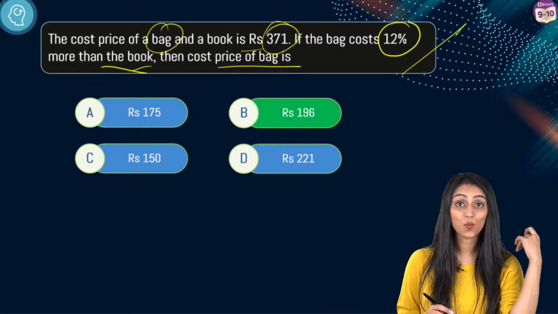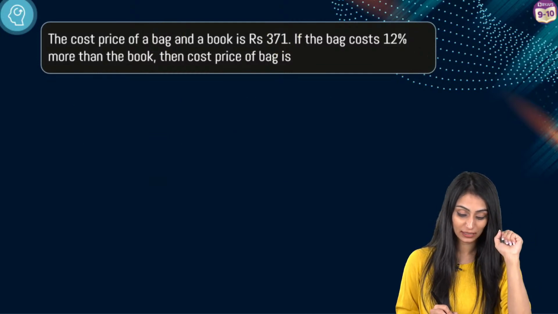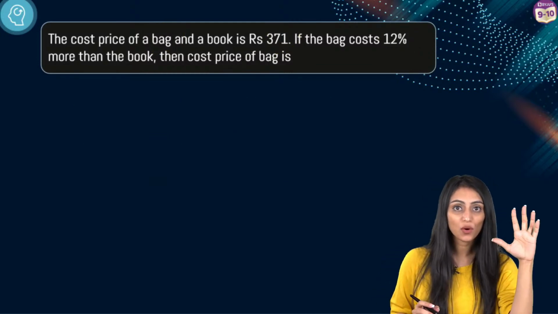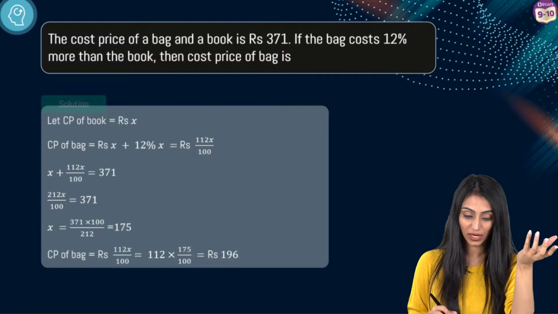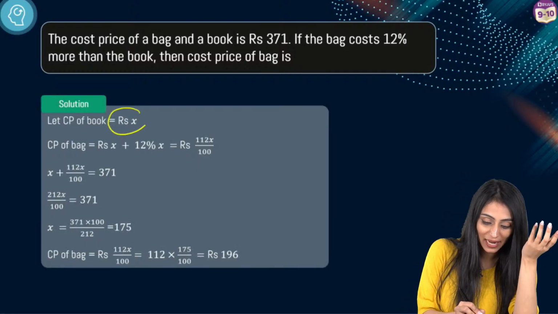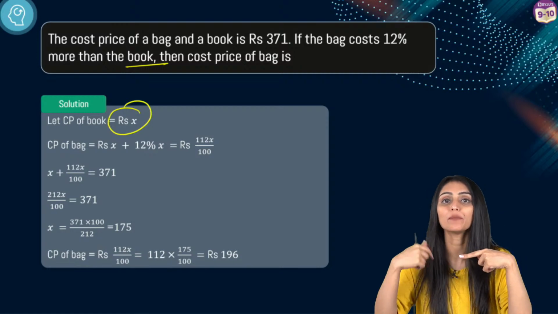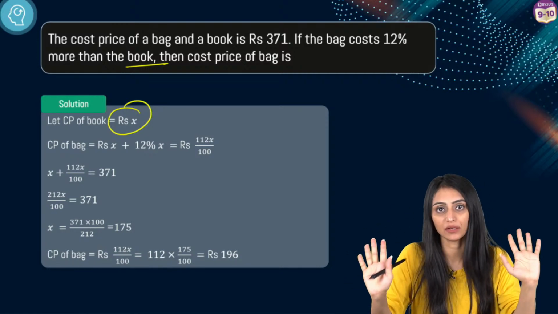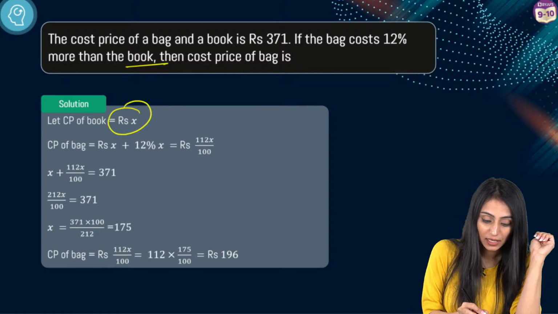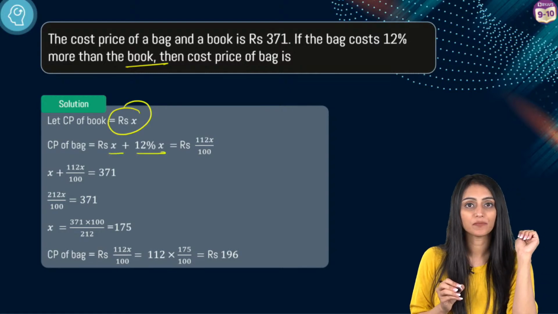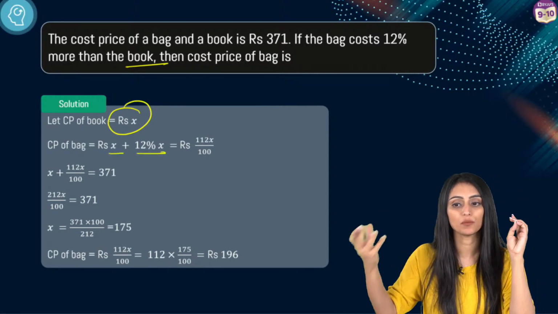It's going to be rupees 196. So how are we getting this answer? We don't know the price of the book. We don't know the price of the bag. That we need to find out. Let's first assume that the price of the book is X. Now the price of the bag is 12% more than that. It is already given in the question. So I would say X plus 12% of X. Why? Because it is 12% more than that.